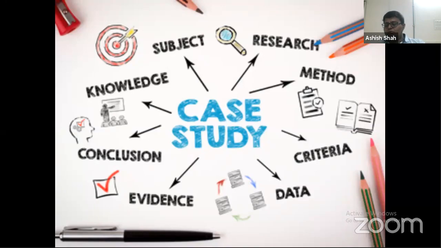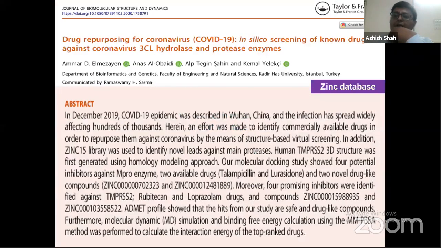Now we see one, two, three case studies, what people have actually done. This is a snapshot of researchers who did drug repurposing for coronavirus, in silico screening of known drugs against the coronavirus 3-CL hydrolase main protease enzyme. So they targeted the 3-CL main protease with known drugs. Now see how they are discovering.